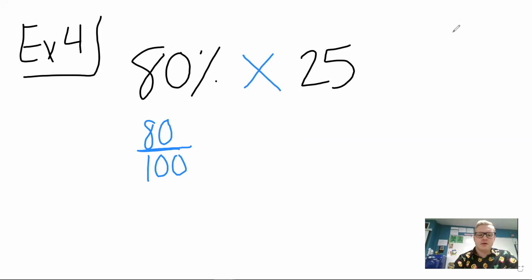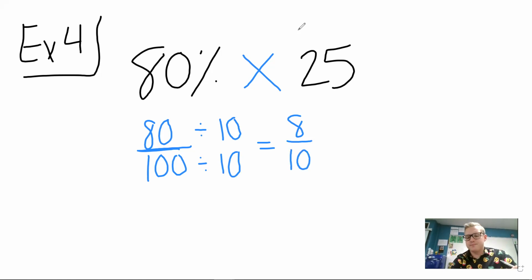So 80 over 100. One thing that I noticed, both those numbers end with a 0. So I know that 2 goes into them because it's an even number. 5 will go into both of them because they both end in a 0. And then 10 will also go into both those numbers. So let's divide that by the bigger common factor of 10. 80 divided by 10 is 8. 100 divided by 10 is 10. I'm just taking off a 0 from both the 80 and that 100, and I get 8/10. Kind of a shortcut there.